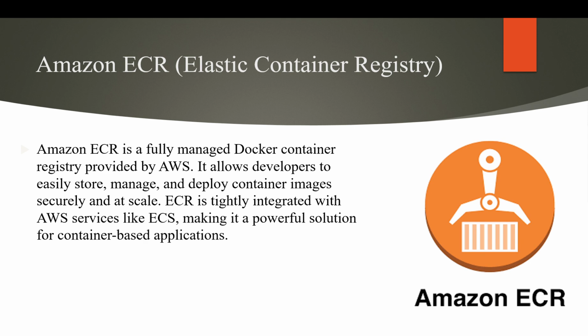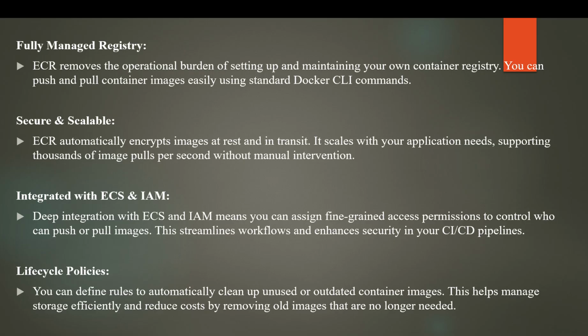Amazon ECR, which is called Elastic Container Registry. Amazon ECR is a fully managed Docker container registry provided by AWS. It allows developers to easily store, manage and deploy container images securely and at scale. ECR is tightly integrated with AWS services like ECS, making it a powerful solution for container-based applications.